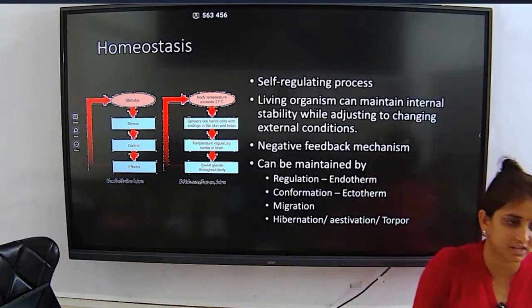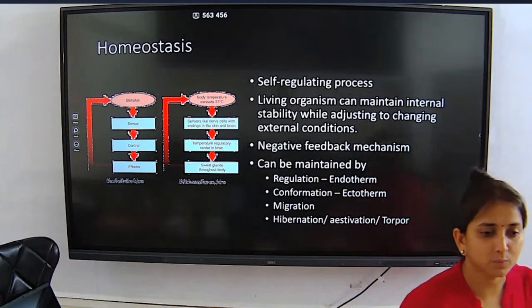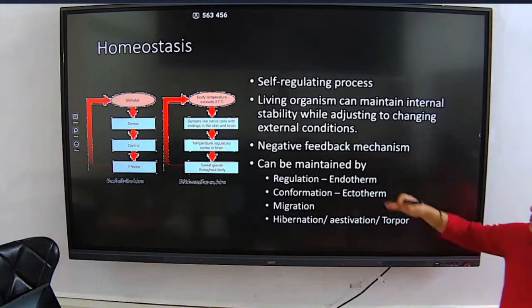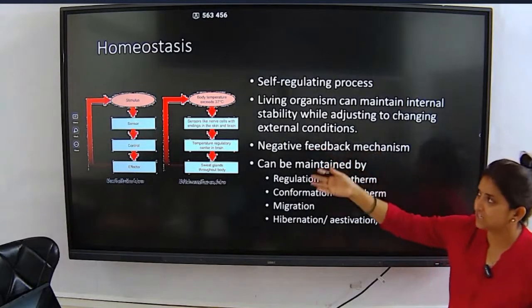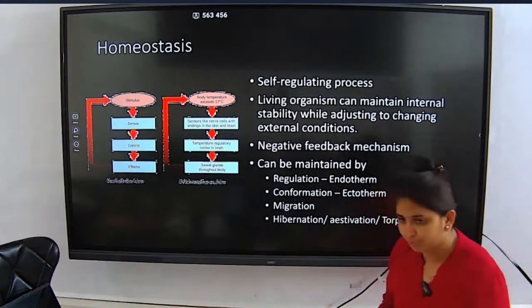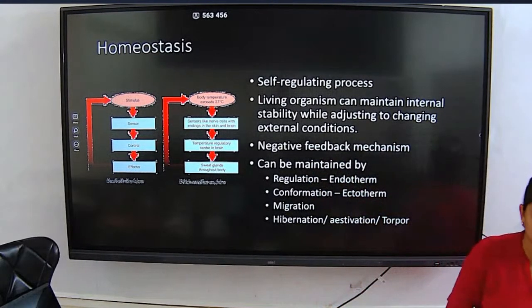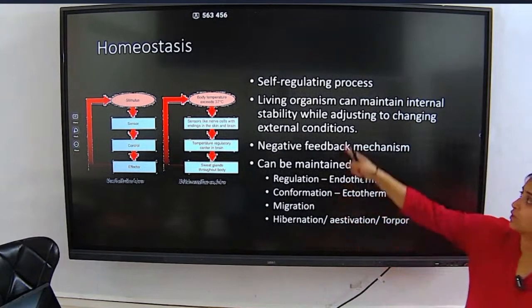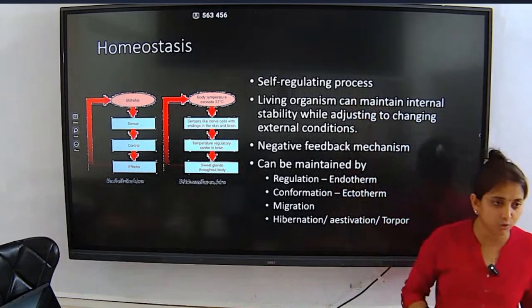For example, I told you shivering or rubbing your hands. By that, what we are doing is actually trying to maintain our own internal body temperature. Now, because of this change in, let's say, temperature or pressure, the organisms will try to pull themselves into that bracket, right? This can be done by four mechanisms. Your self-regulating process can occur in four mechanisms.